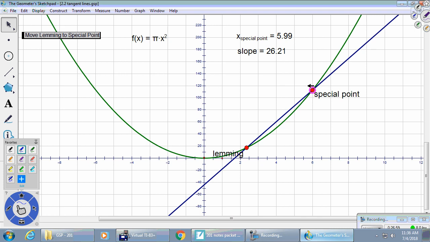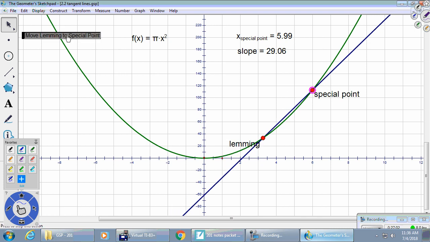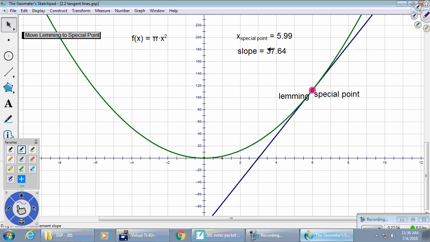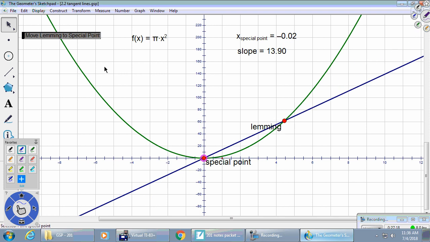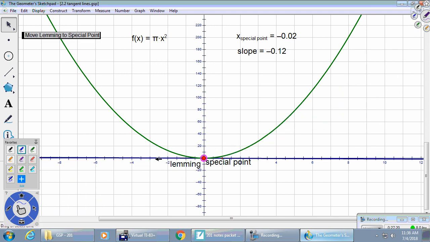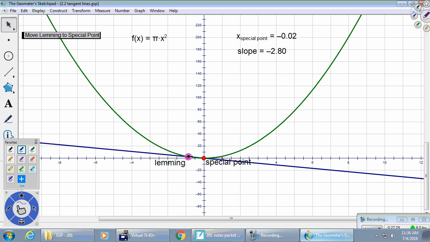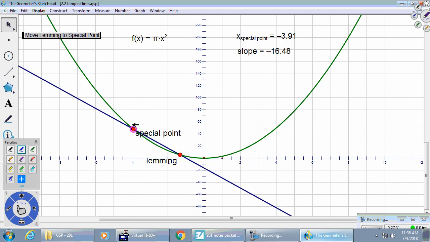Let's come way out here to roughly x equals 6. I'm going to send the lemming over to the special point: 37.6. That is a very steep tangent line. Now let's take a look at the tangent line at the bottom. You should be able to predict the slope of this tangent line down here. It's perfectly horizontal, so this should be perfectly zero. How come it's not perfectly zero? Well, I didn't quite hit x equals zero, but we were close.